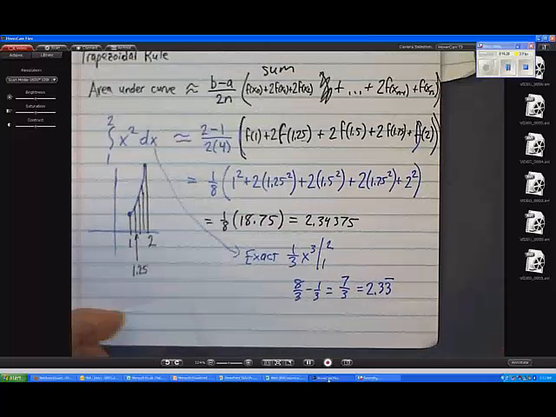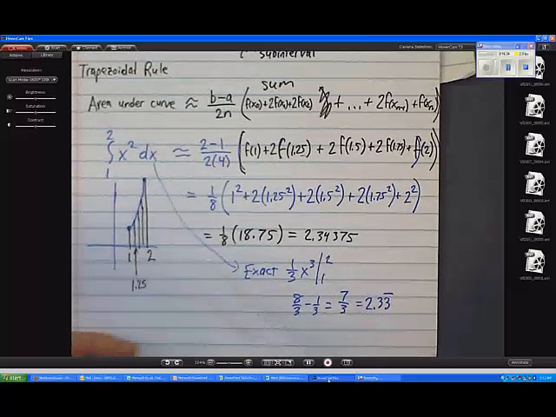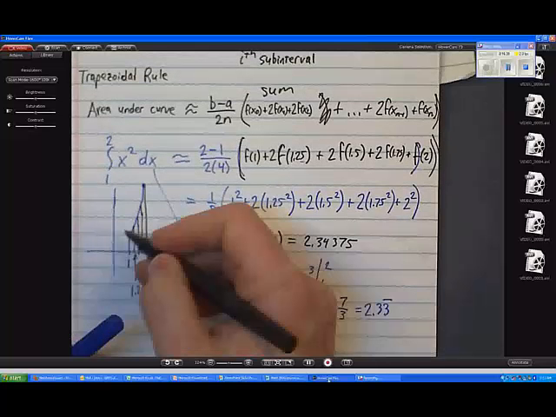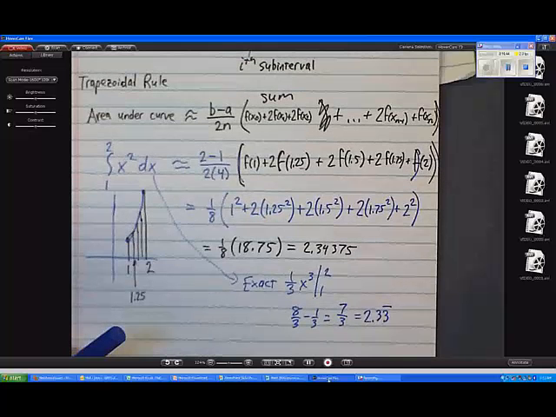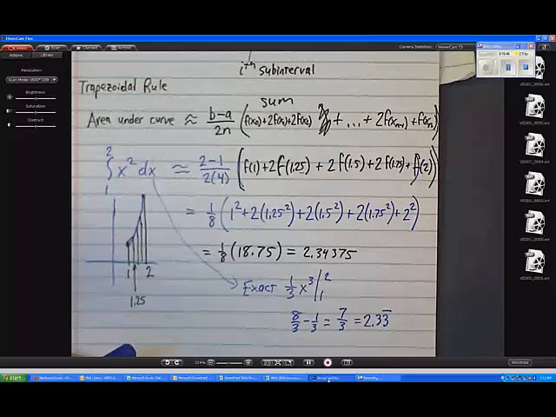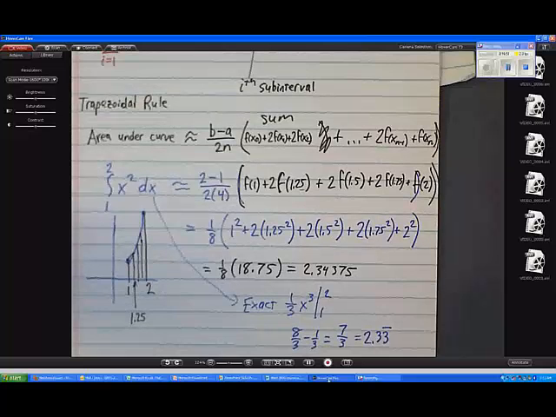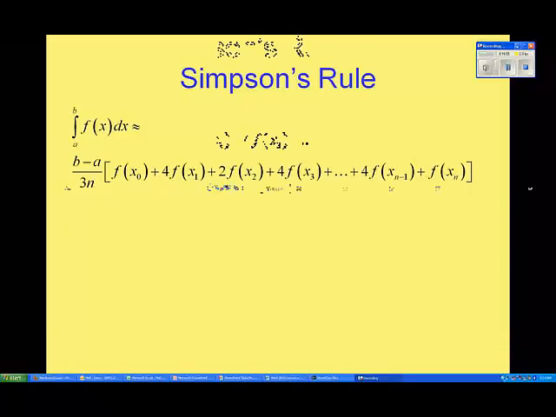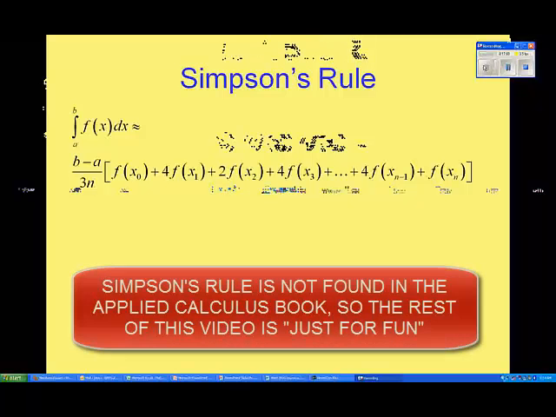I have an overestimate. Does that make sense to you guys? Why would it be an overestimate? Yeah, it's concave up, so do you see how each trapezoid is going to be a little bit above where you want to be? That's kind of cool. Simpson's rule is like the trapezoidal rule, but it's more accurate in general.